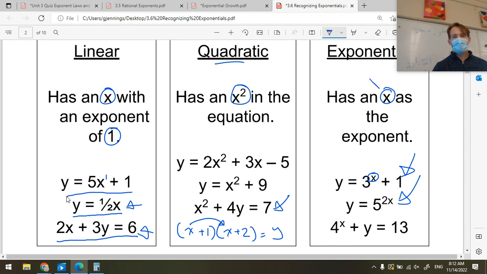Now, this says it has an x as the exponent. We often see t as time, so we'll often have t instead of x. Many of our exponential functions have time as the variable. Many things are growing or decaying exponentially through time, and so time is very frequently what we label the independent variable as.